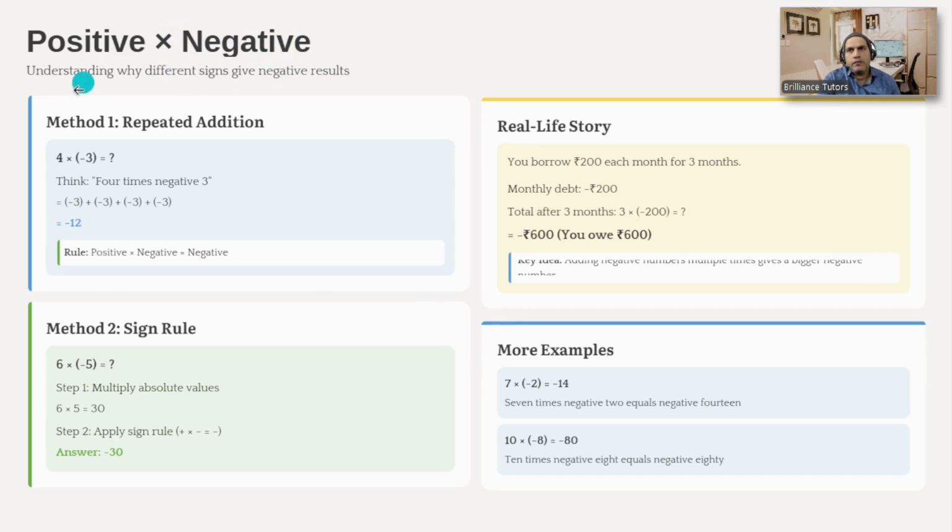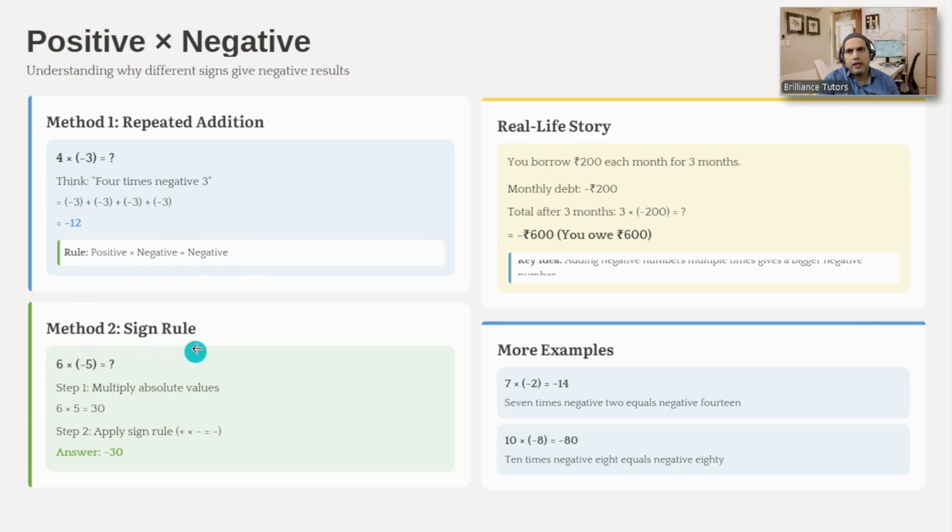Positive and negative: understanding why different signs give a minus result. Method 1, repeated addition. 4 into minus 3 is what? Think, 4 times negative 3. So 4 times negative 3 is minus 3 minus 3 minus 3 minus 3, and when we add them, it will be minus 12. So positive and negative is always a negative number. I hope you understand this part.